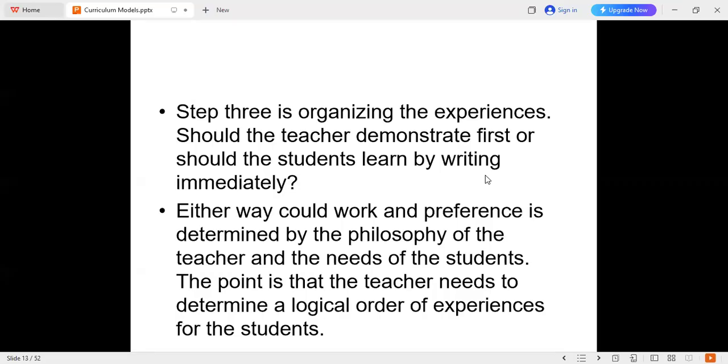Right. Step 3 is organizing the experience. Should the teacher demonstrate first? Should the student learn by writing immediately? That part I explained earlier. Either way could work, and the preference is determined by the philosophy of the teacher and the needs of the students.